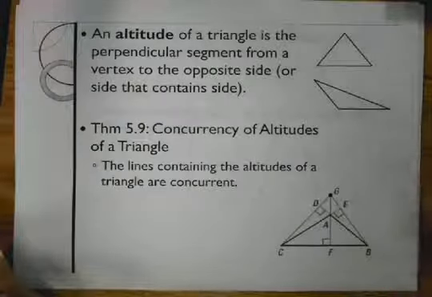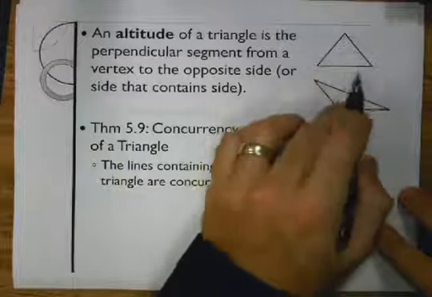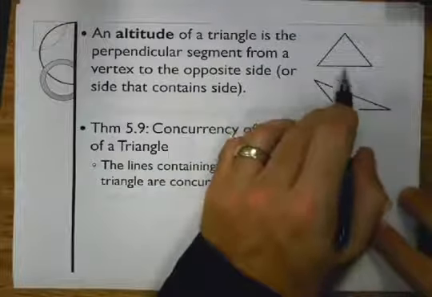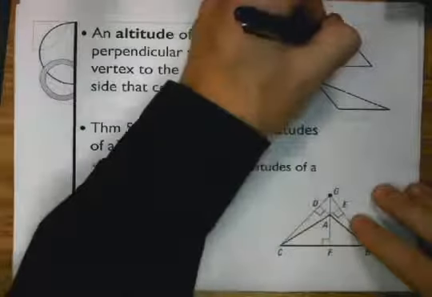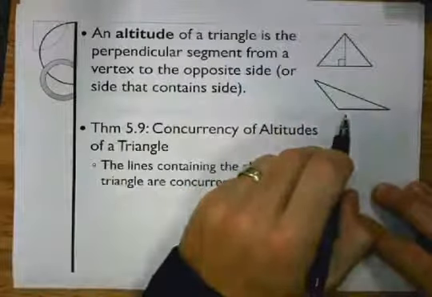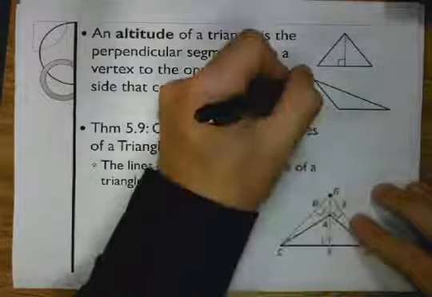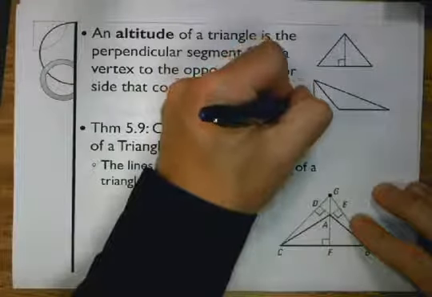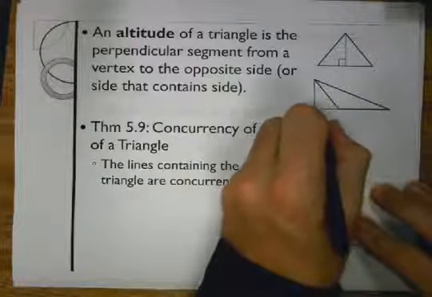The altitude of a triangle is a perpendicular segment from a vertex to the opposite side, or a side that contains the side. Now we're going to look at what that means in a second, but just looking at our first triangle up here, if I had this triangle, maybe I'm thinking of it as like a mountain, and I want to know what the altitude would be if I'm standing at the top of the mountain. I would measure the perpendicular line to the top. That's going to be my altitude.